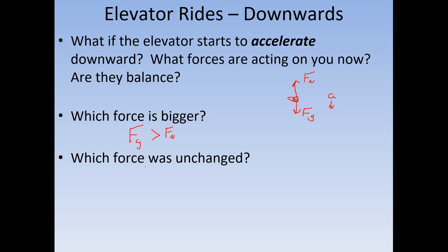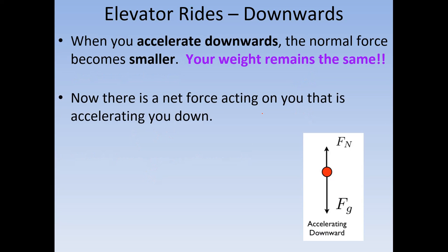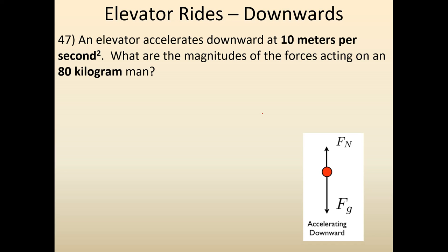Once again, it's important to remember that your force of gravity does not change. So throughout this entire process, Fg was constant. What that means is normal force actually got lower. It became a smaller value. So just keep in mind that the normal force is the one that's varying. So again, accelerate downwards, the normal force becomes smaller, your weight remains the same, and the net force is also going down.